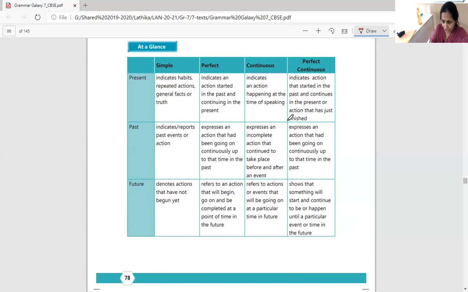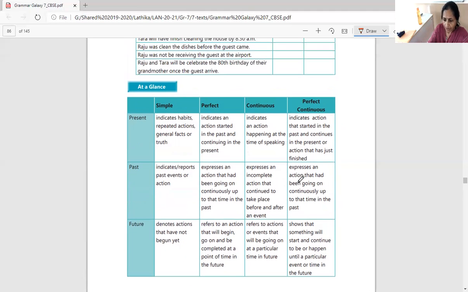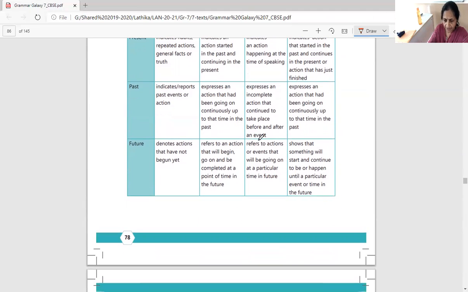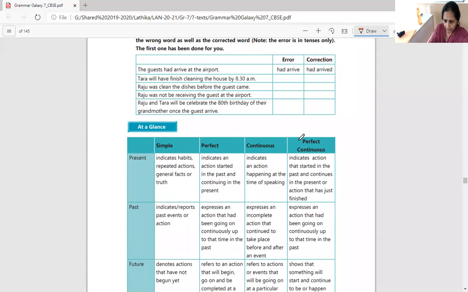Now, future perfect continuous shows that something will start and continue to be or happen until a particular event or time in the future. So there is another goal which is to be completed. Before that is completed, you will have completed this, which will go on and also be completed before the other action in the future is done. So that was a recap of what we've done.